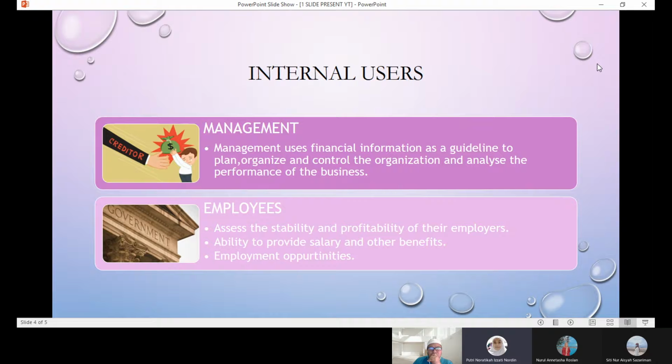Here are two examples of internal users. The first one is management. Management uses financial information as a guideline to plan, organize, and control their organization and analyze the performance of the business. The second one is employees. They assess the stability and profitability of their employer, its ability to provide salary and other benefits, and also employment opportunities.